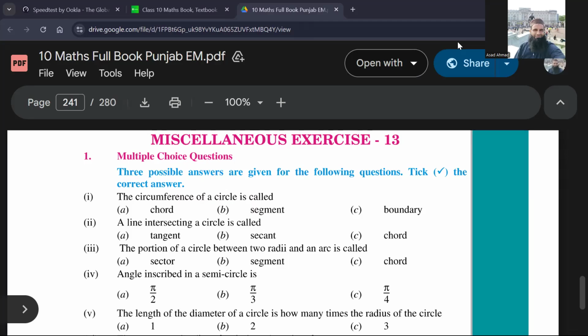Serious exercise, M.C.Qs. The circumference of a circle is called the boundary of the circle.